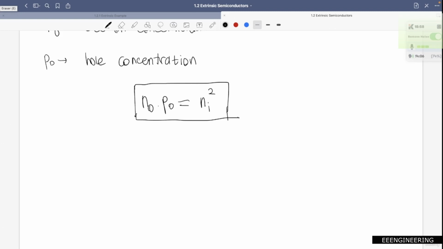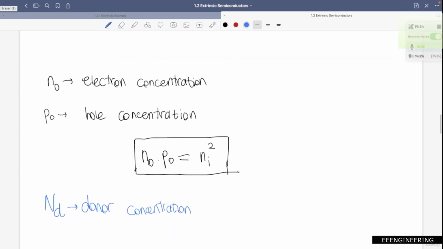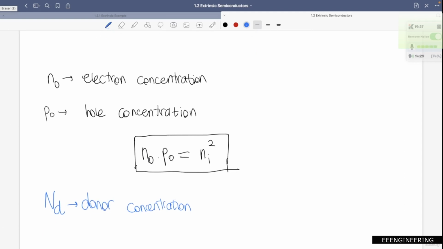Let's say we have ND, which is the donor concentration, a capital N and D. I don't want you to misunderstand the concepts, so let me clarify. This N0 is the electron concentration, but this ND is the donor concentration. You may map in your head that electron means donor, but that is not the way it is. The electron concentration in the material is something different from the donor concentration you have.